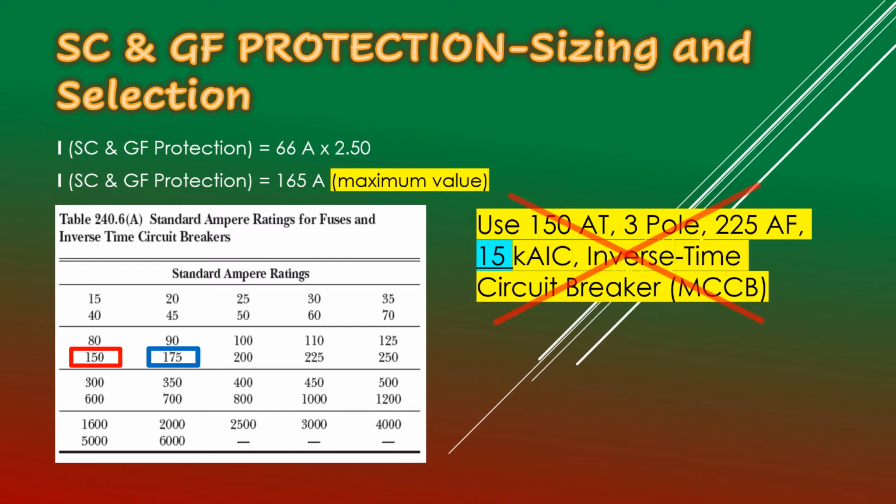Can we use the size up rule for this? Because the 165 is already maximum as the code tells. However, we also have a doubt if we use 150, it could be that it will not accelerate the motor. So can we use 175 ampere trip? Let us see.